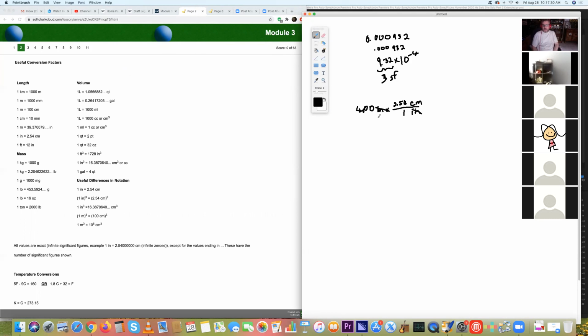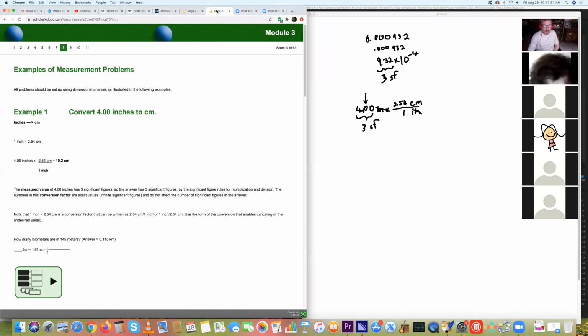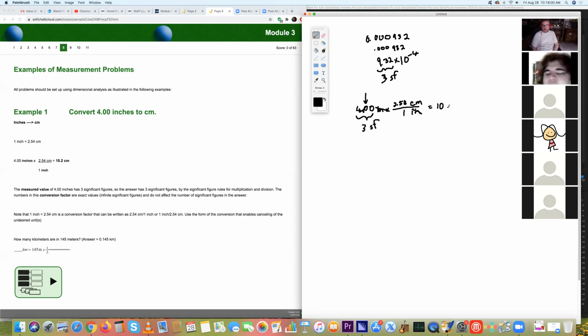Now, as far as significant figures go for the answer, 99.9% of the time it will be determined by what you've got out the front here. So that has 3 significant figures, and the answer is going to have 3 significant figures. I think if you calculate it, it'll be like 10.16. So we round it to 10.2 centimeters, which has 3 significant figures. These here have infinite significant figures. All right, does anybody have any questions?